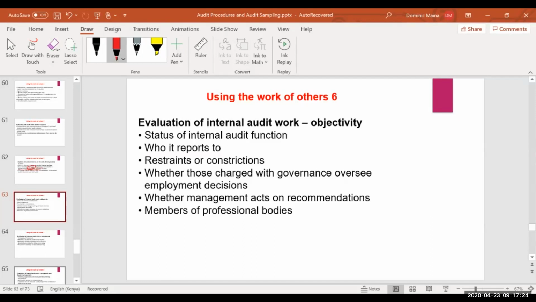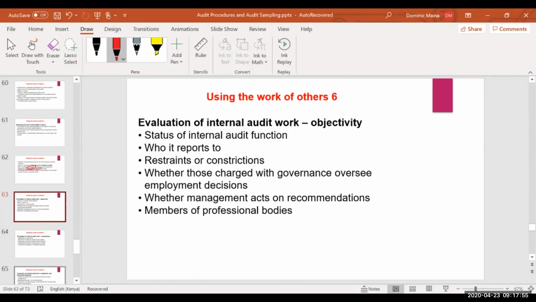Then also, I think you also mentioned, who does the internal audit report to? Who does the internal auditor report to? Do they report to the management only, or do they also report to the audit committee? Because if they also do report to the audit committee, then that can introduce an element of independence. They report to the management, since they are an employee, and at the same time they also report to the audit committee or the board of directors.